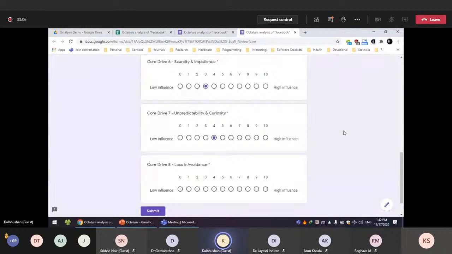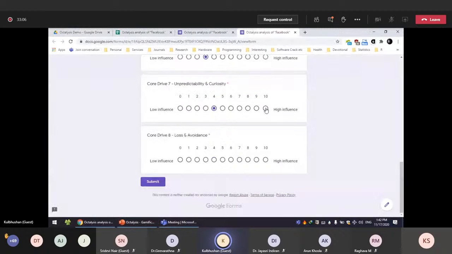Loss and avoidance. What will happen if we do not use Facebook? I personally use Facebook very little, so for me the value goes to a very low value. But for a general person, I know that they use Facebook because they do not want to lose contact with friends, or lose everyday information about what's happening in their friends' lives or in their social circle. So for them, it has a higher value. Just for their sake, I'll give it a value of 8.